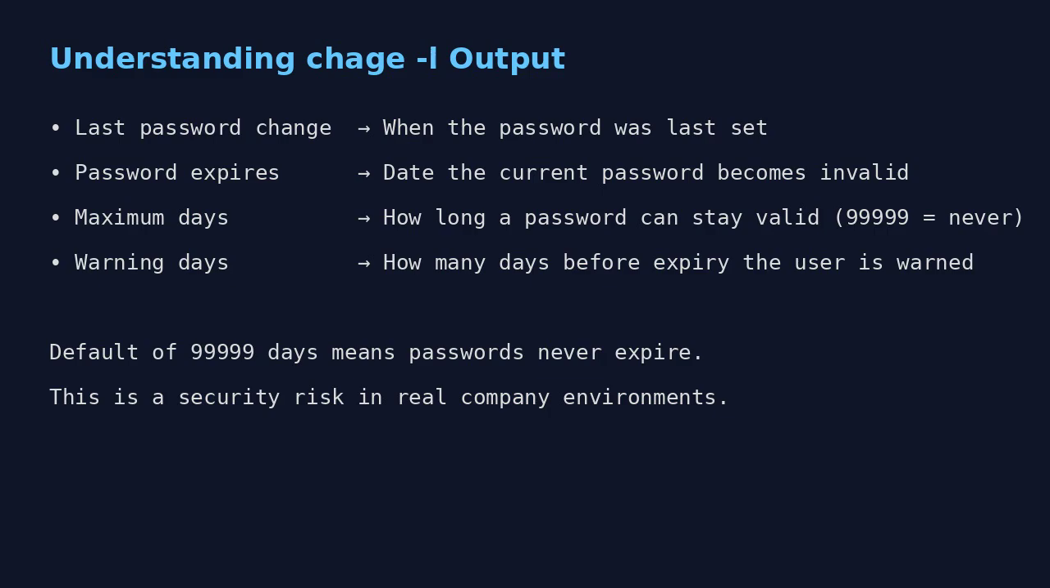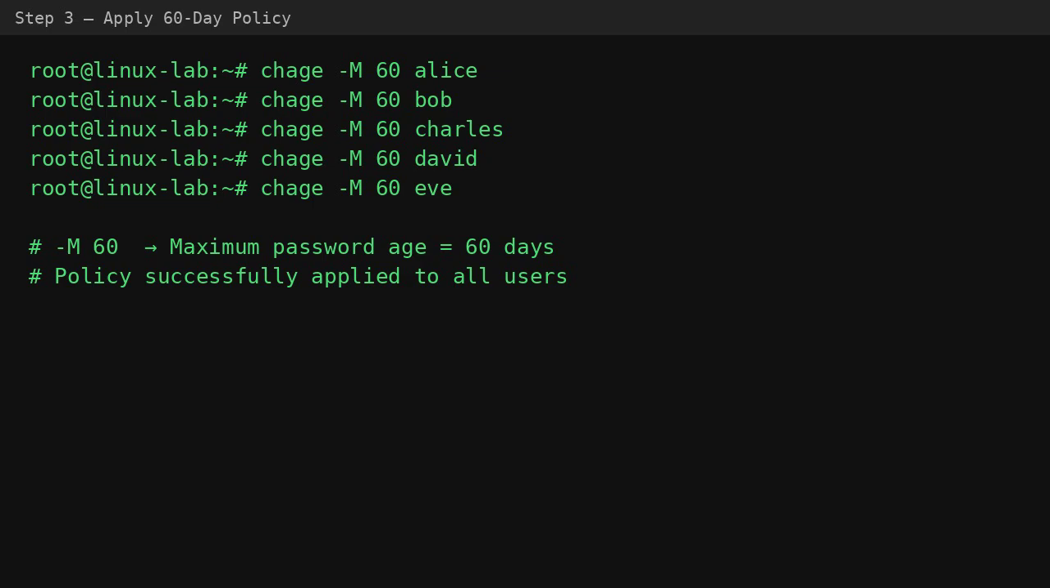We should apply the same policy to all the other users we created earlier. Run these commands one by one. chage -M 60 bob, chage -M 60 charles, chage -M 60 david, chage -M 60 eve. Now, every user account will require a password change every 60 days.